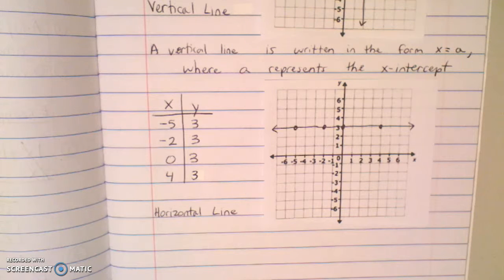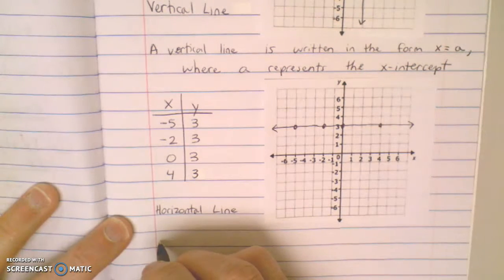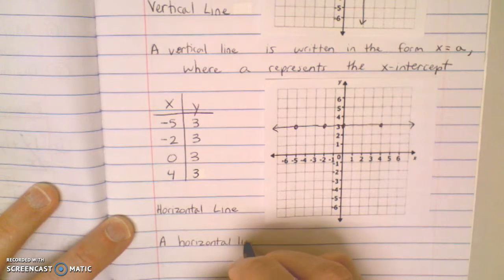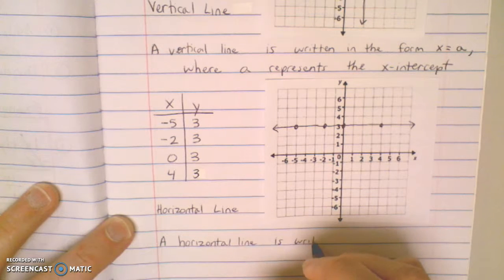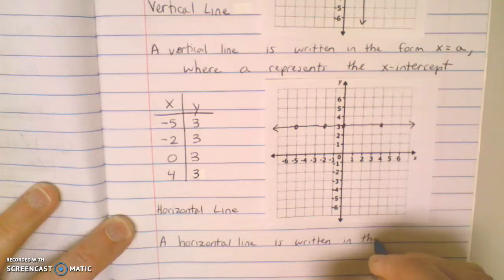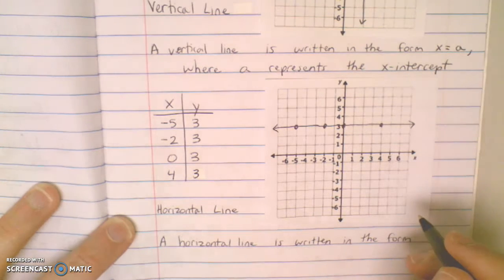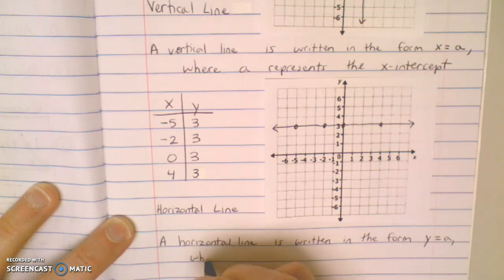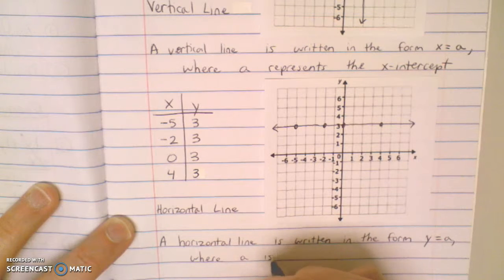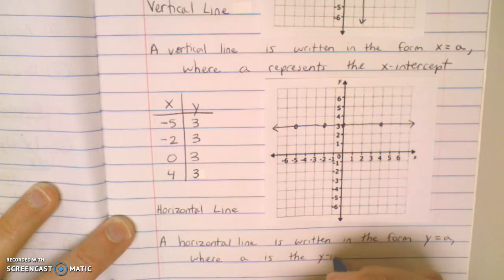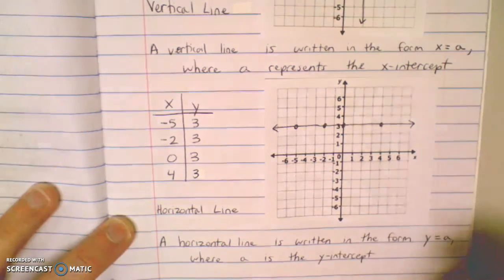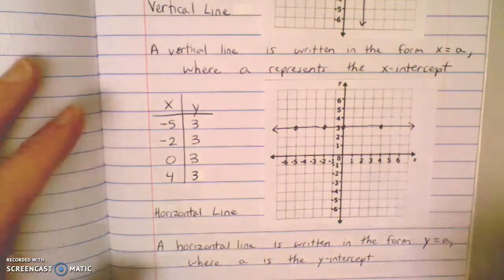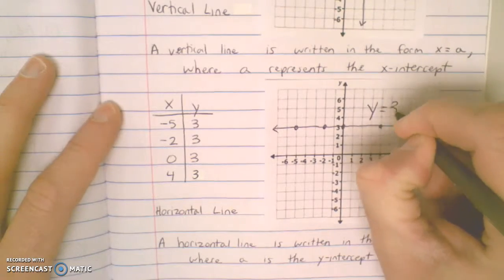And the definition for a horizontal line is when a horizontal line is written in the form y equals a, where a is the y-intercept. So that's the point where the graph is crossing on the y-axis. And the equation for this line, because it's horizontal, is y equals 3.